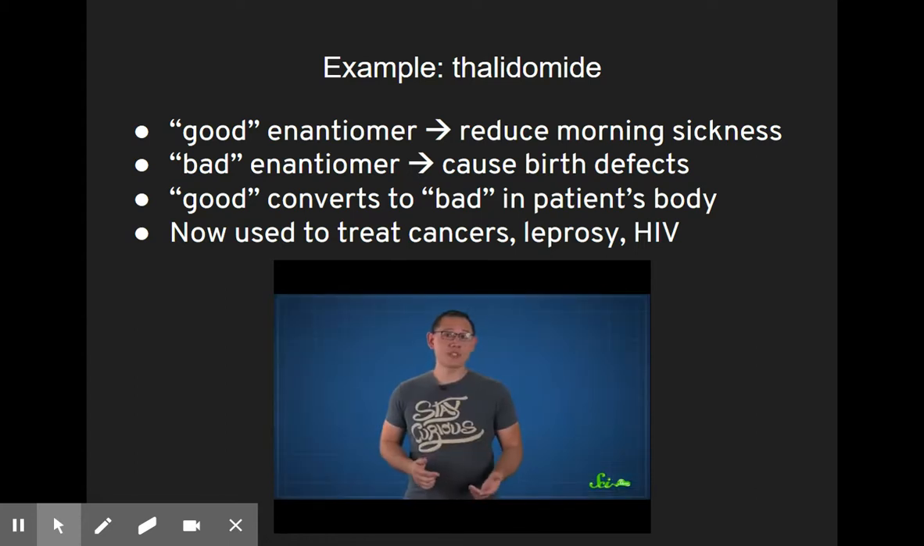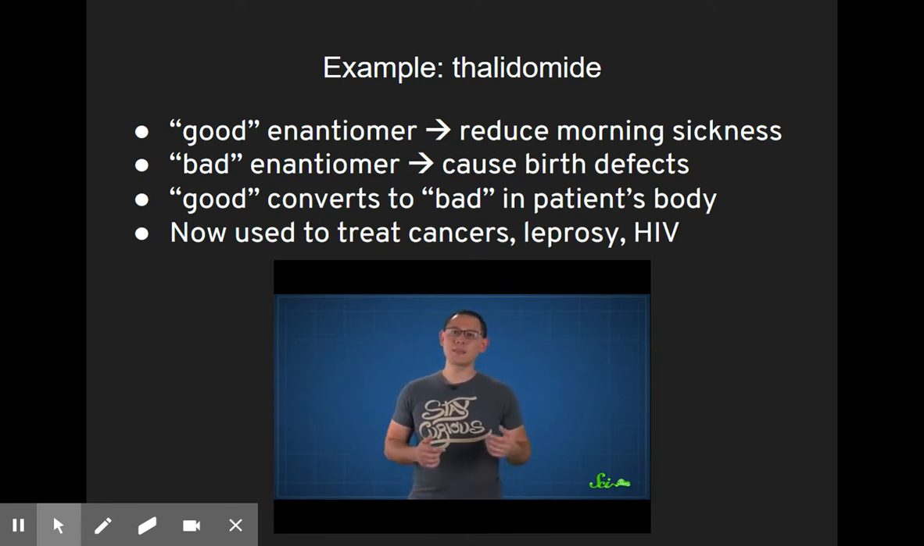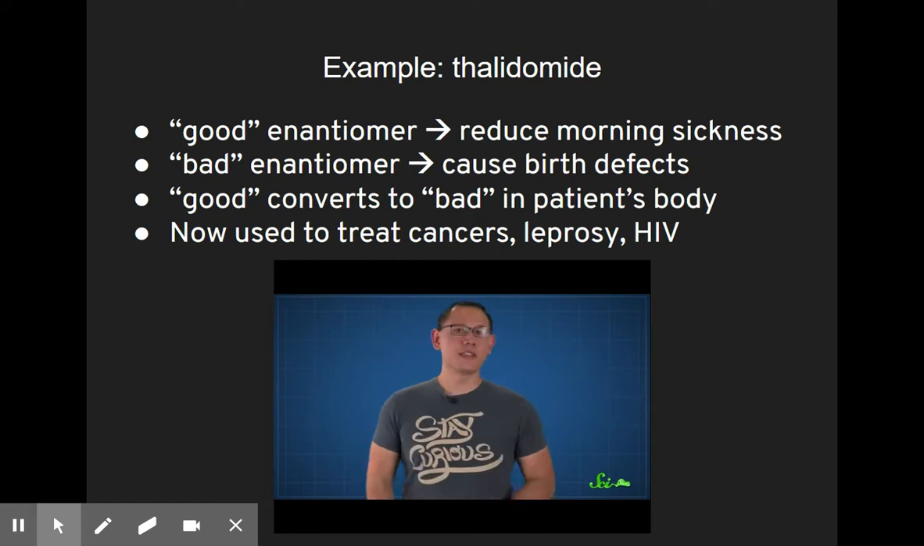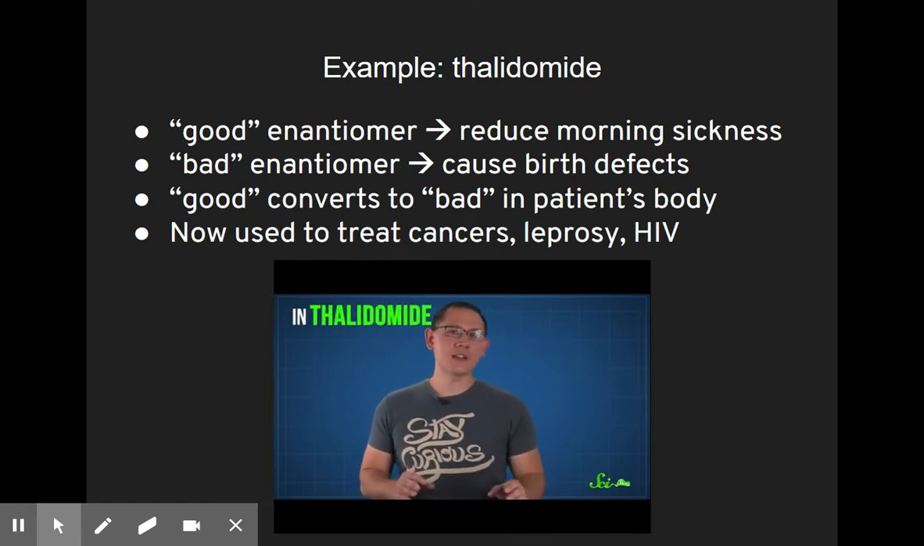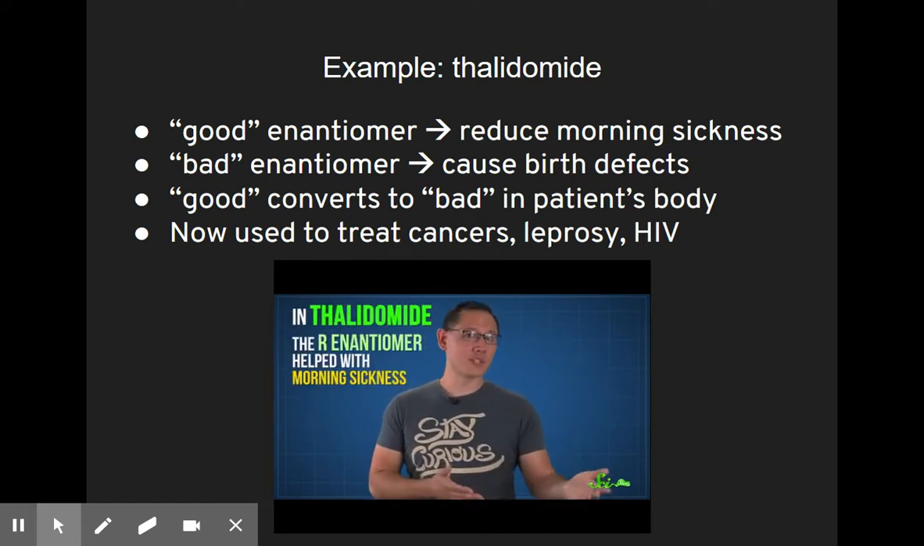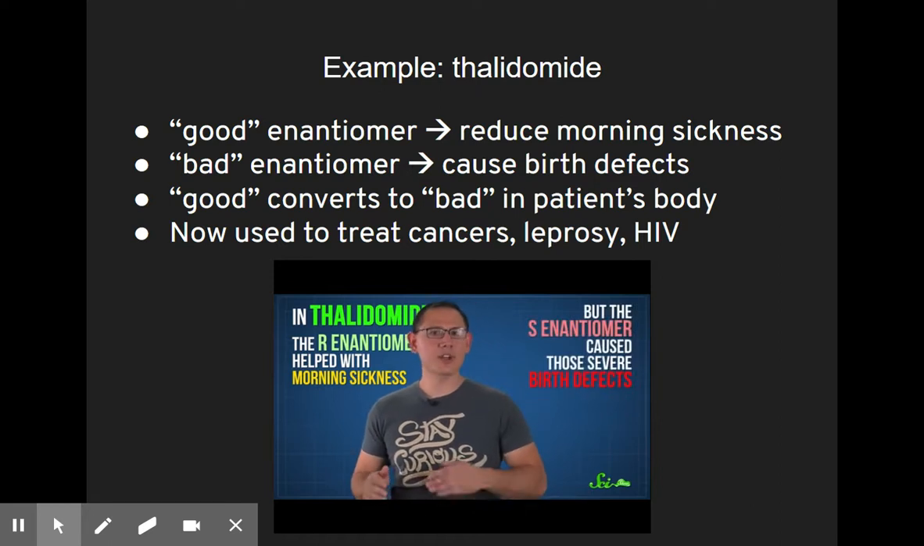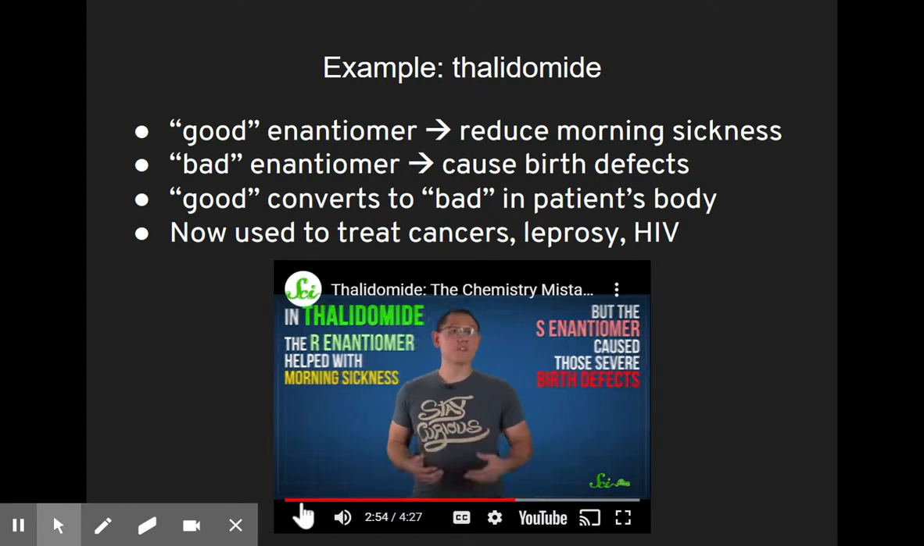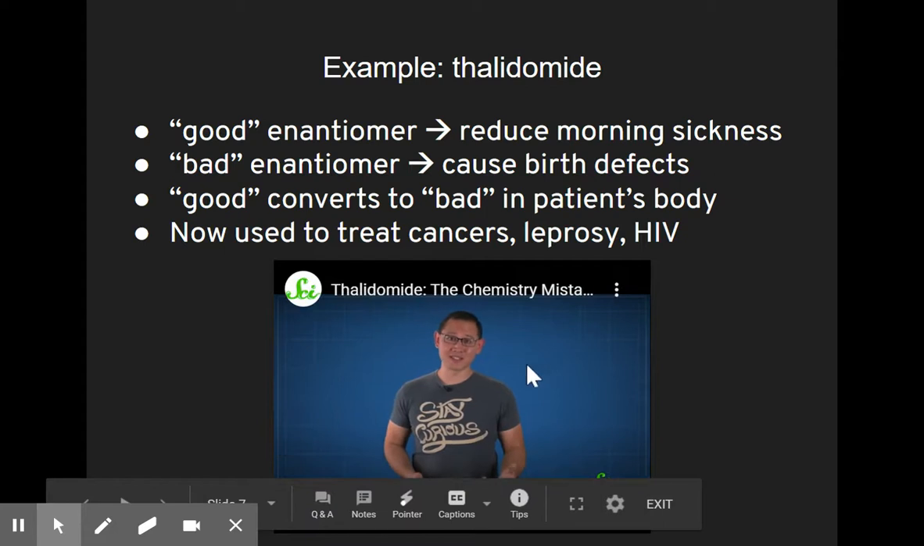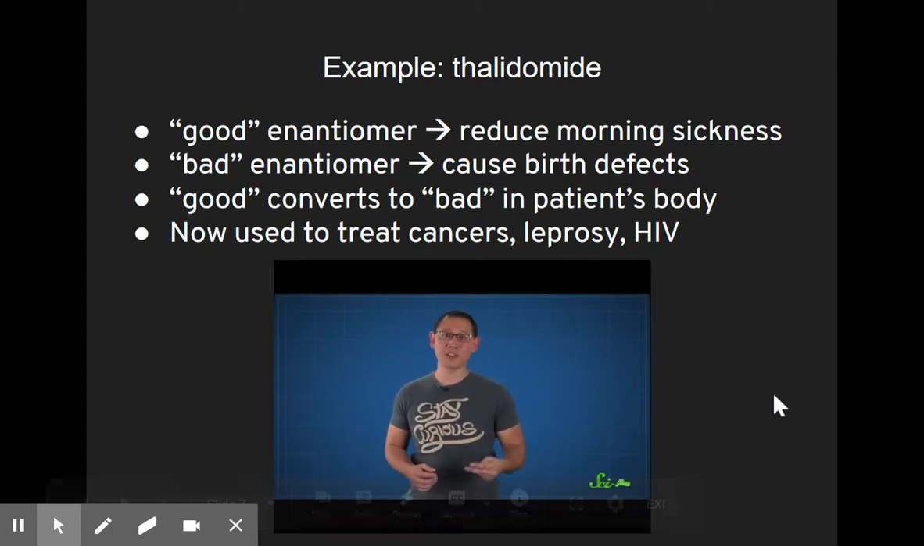And because different receptors and enzymes in your body react with molecules in very specific ways, the fact that enantiomers are mirror images means that they might react to things totally differently. In the case of thalidomide, scientists discovered that the R enantiomer helped with morning sickness, but the S enantiomer caused those severe birth defects.